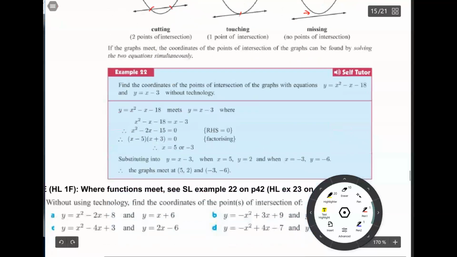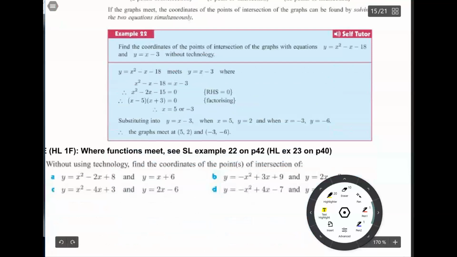So here is example 22, where we have this quadratic and we have this line, and the first thing we do is we assume that the two y's are the same, so we set the right side of the quadratic equal to the right side of the line. And then we just combine like terms, and it reduces into a quadratic, which we factor, and we find out that 5 and negative 3 are the x values which make that quadratic true.